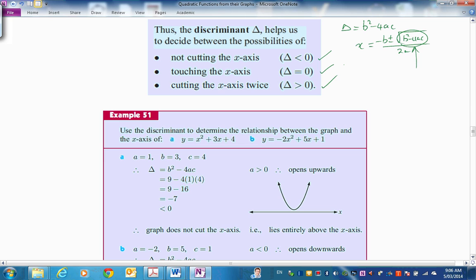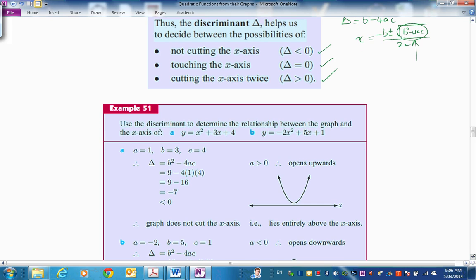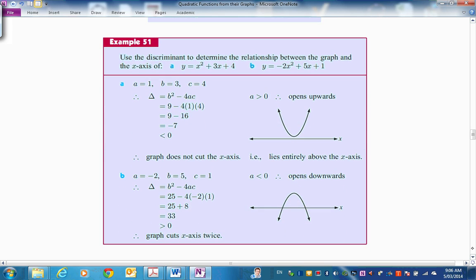Okay, let's have a look. We've done all this before. Let's have a look at this example. Thank you to Hayes and Harris for screen clippings here. Have a look at their textbook. So in this one, you're just going to use the discriminant, not going to do the whole graph. Just take a peek at it.